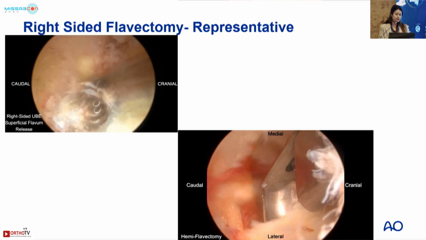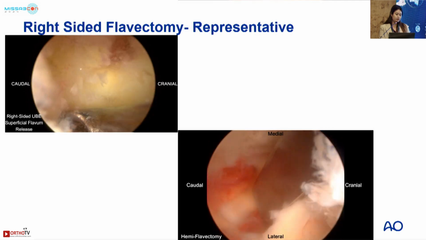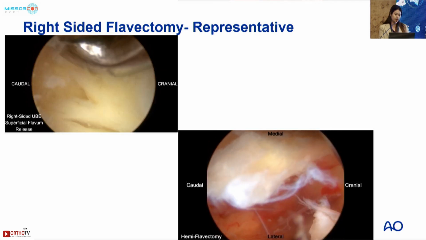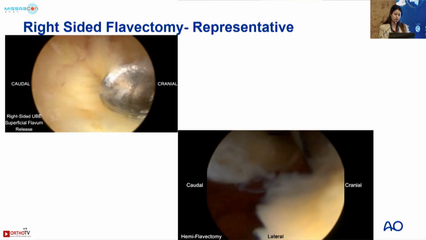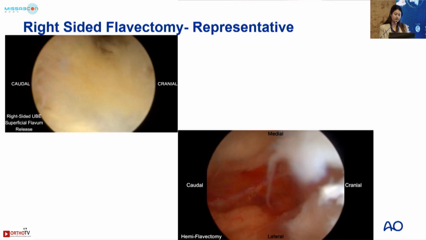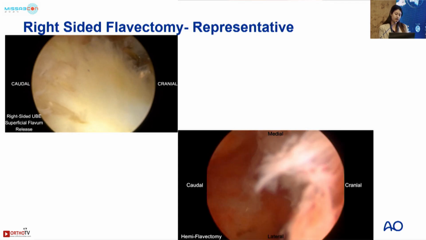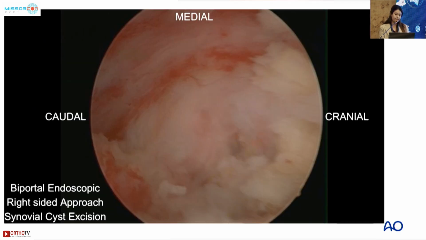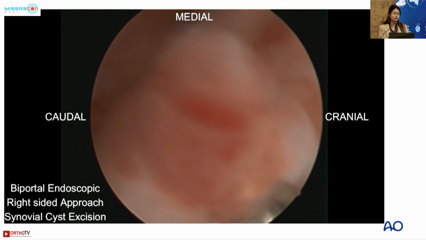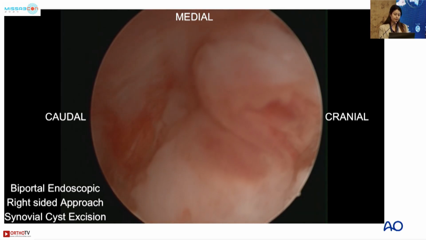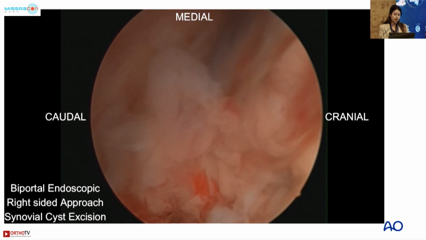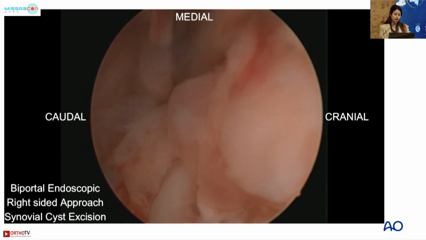Here you can see superficial flavum is being removed using a curette. And here you can see in the below video that deep hemilaminectomy is being done and you can see the underlying tissue. This is a short video demonstration of the procedure that we did. We have marked which is the cranial and the caudal side.